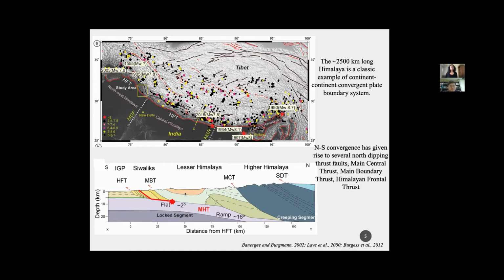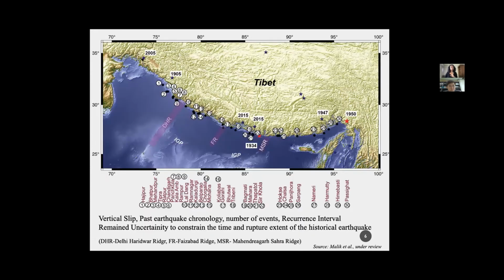In the last couple of decades, a tremendous number of paleoseismic studies have been carried out along the Himalayan arc. Almost 30 trenches have been dug till now along 2,500 kilometer Himalayan arc. And the aim of these trenches is to measure vertical slip, past earthquake chronology, number of events, and recurrence interval. Vertical slip is important to know because then we can distinguish whether there was a megathrust earthquake or not, a large magnitude earthquake or a giant earthquake.